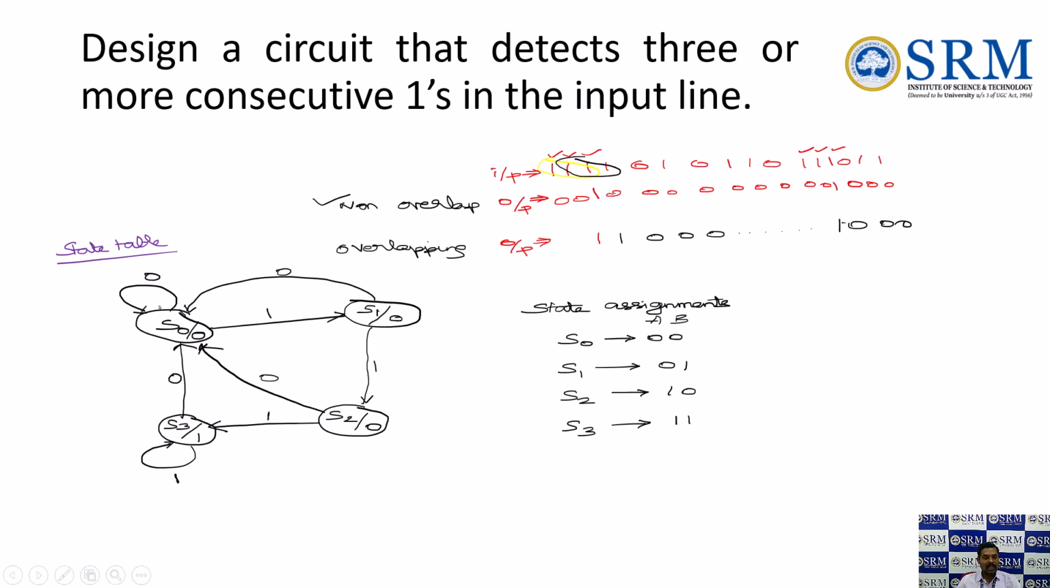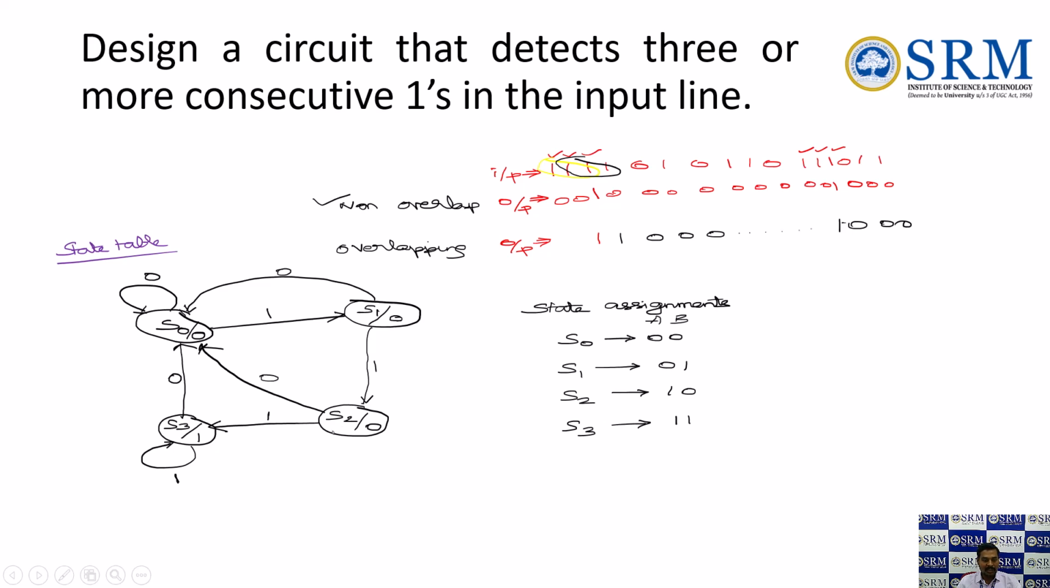Okay, the first state I'm assigning is S0 as 00. At initial state, S0 is considered as a reset state. When I'm giving 1 as input, it moves to the next state, that is S1. When again I'm giving 1 as input at this stage, it moves to the S2 state. But still, look at this, outputs are all 0 because we didn't receive any 3 consecutive ones.